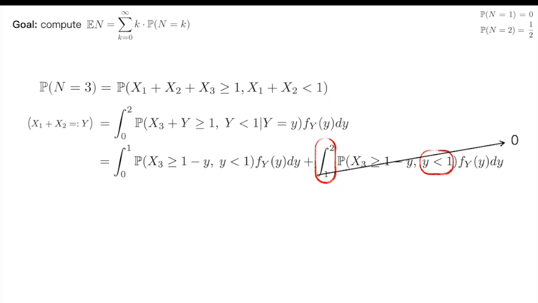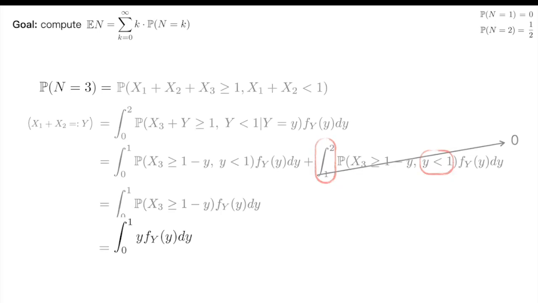Now it remains to compute the first term. Let's recall that x3 is the price of the third cup of coffee. It is uniformly random on 0 to 1. So we can get some formula like this. We just plug in the CDF of x3. Now the thing is not completed yet because we haven't computed the density of y, the capital Y.